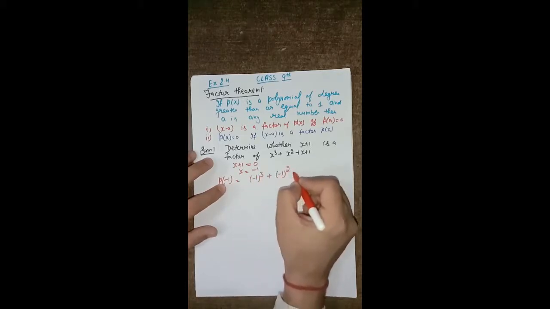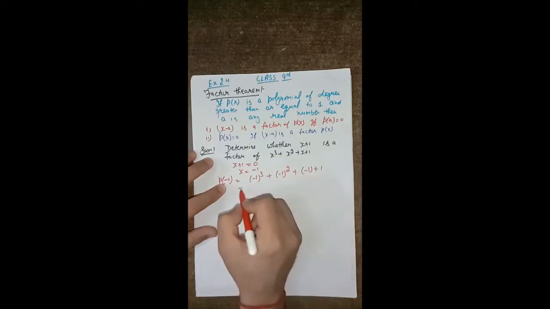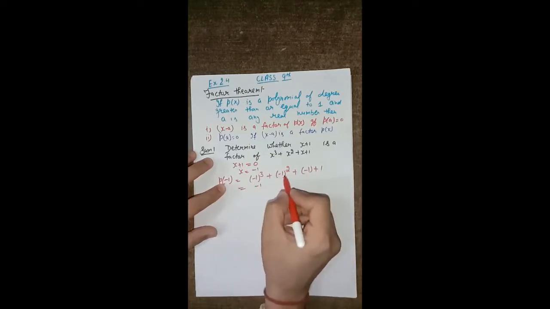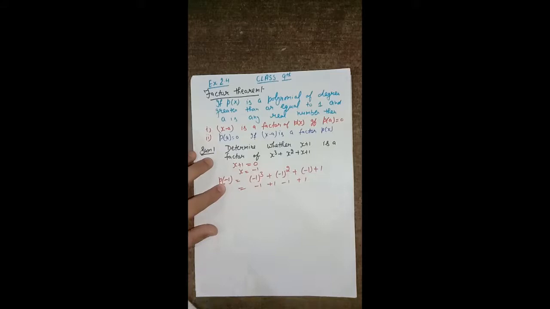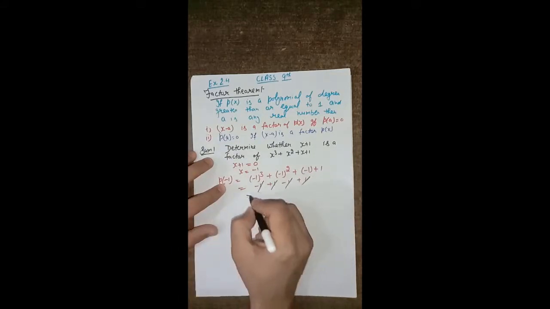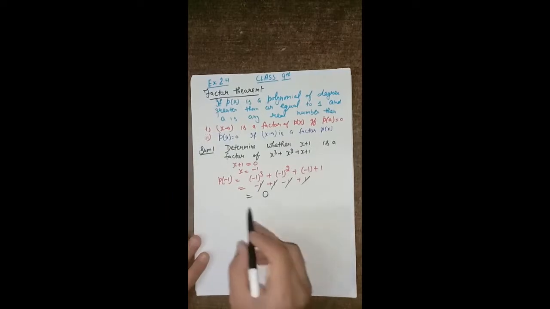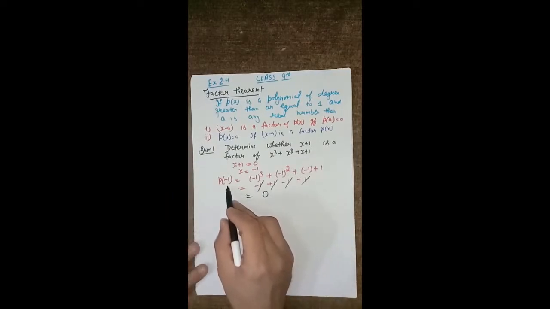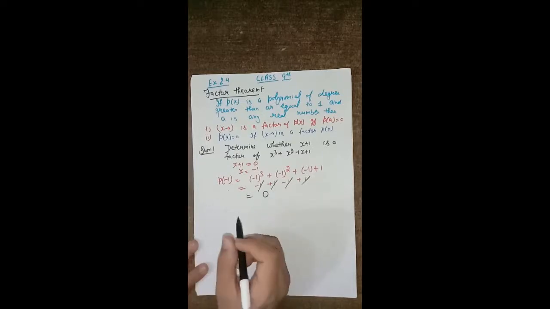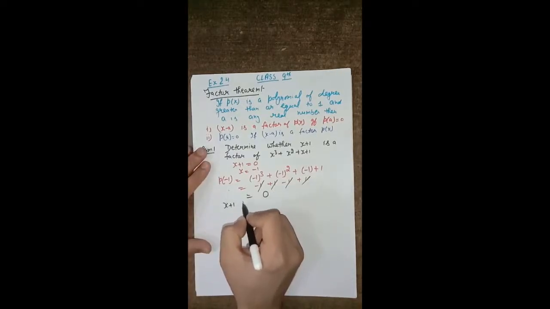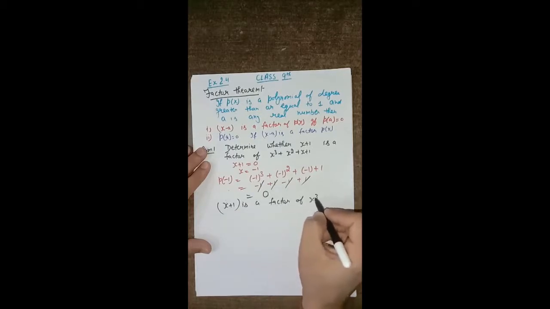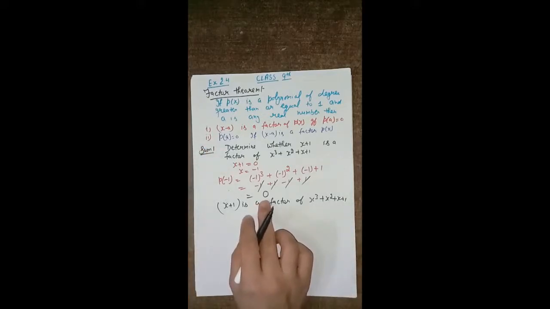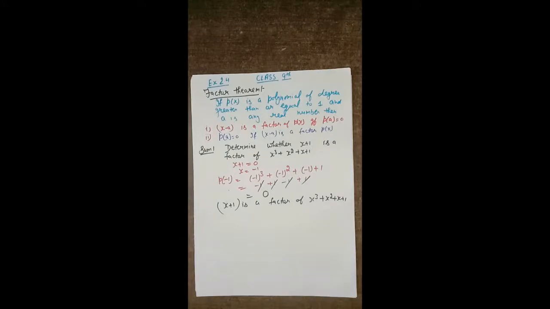This becomes minus 1 cube, which is minus 1, and minus 1 square, which is plus 1. This will be minus 1 and plus 1, all get cancelled out and we are left with 0. Hence the value of the polynomial at a is 0. So x plus 1 is a factor of x cube plus x square plus x plus 1. If this is not equal to 0, then it will not be a factor.